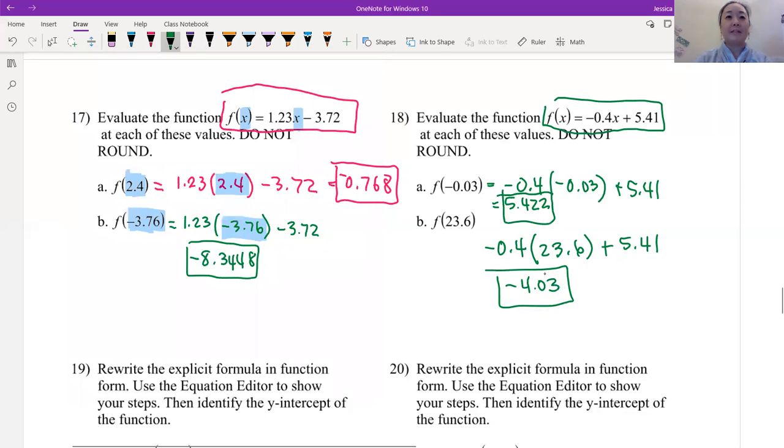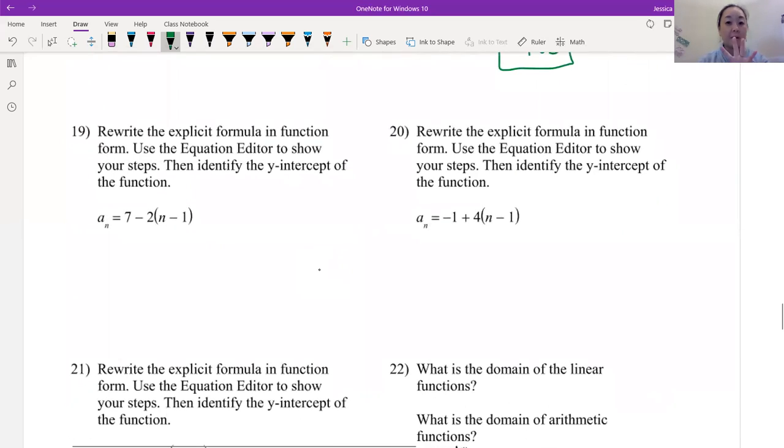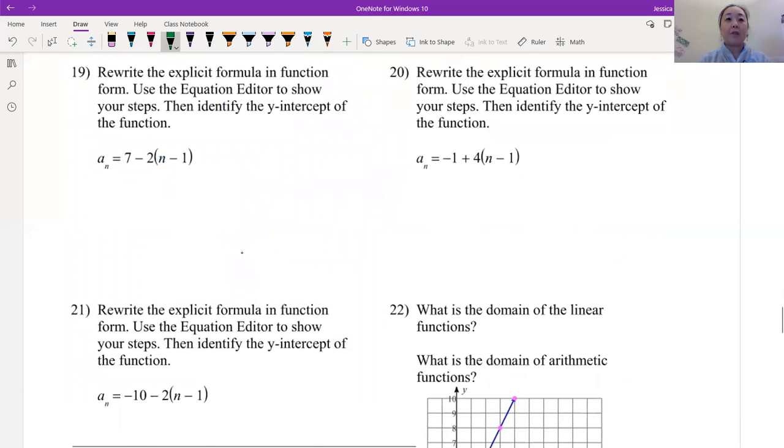There we go. All right. So we'll have 4 more problems to go. We're almost there. All right. So there are 3 of this type. And you will have to use the equation editor for this one. I know it'll be a little bit difficult. I'm going to write it out first, and then let me see if I can do this on the equation editor, actually. All right. So it says rewrite the explicit formula.